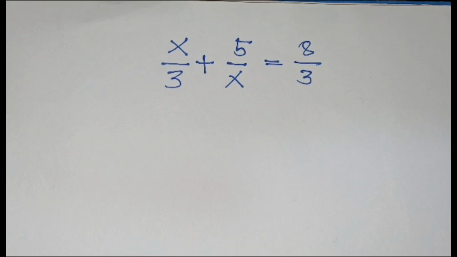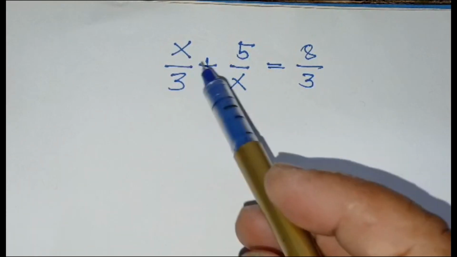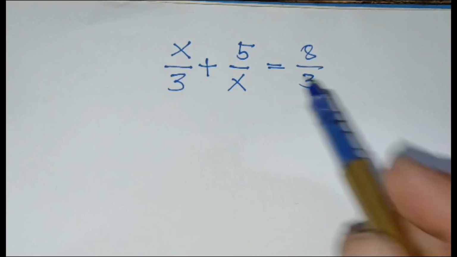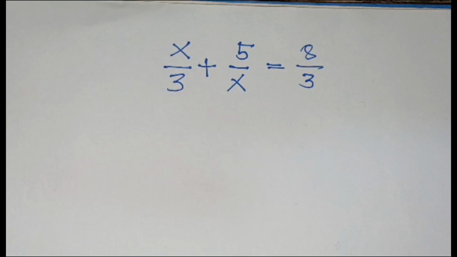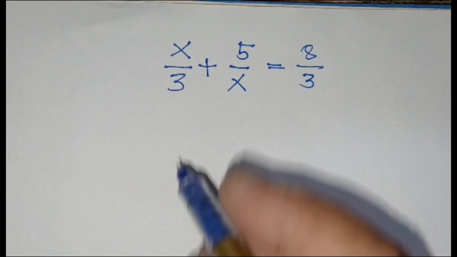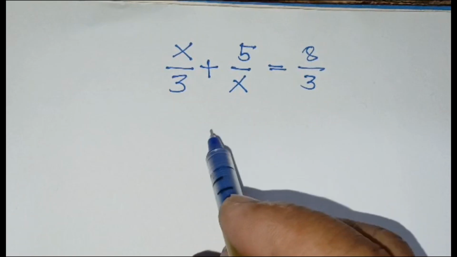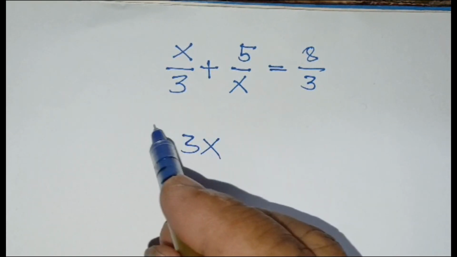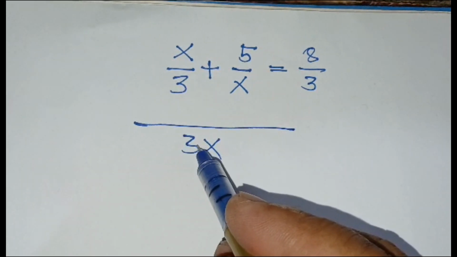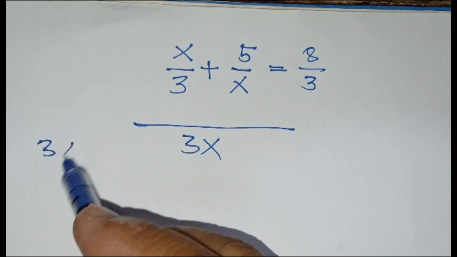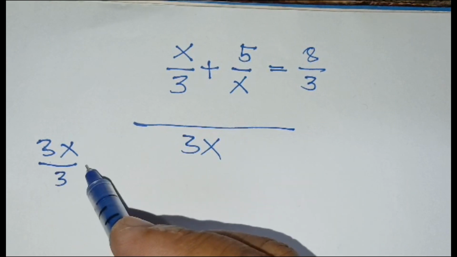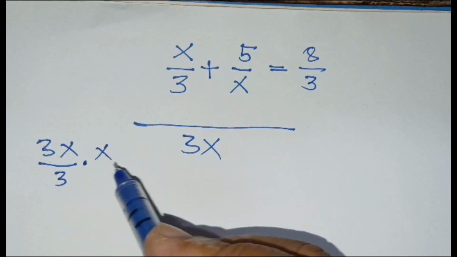Today I'll show you how to solve the equation x over 3 plus 5 over x is equal to 8 over 3. First, we get the least common denominator. We have 3x, then we divide 3x by the first denominator and multiply it by x.